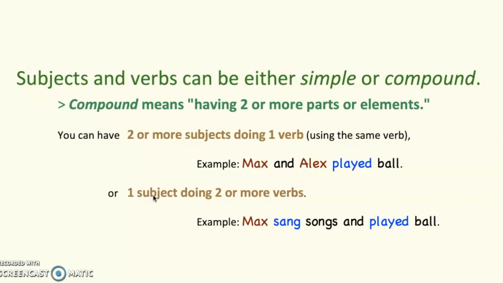Or you could have one subject doing two or more verbs. You could have just Max, just one subject. Max sang songs, so he did this verb, and played ball. So Max also did this verb. Since he's doing both of these verbs, our dividing line would go here, and we would have a compound verb. But we would still only have one clause because we only have one dividing line here.